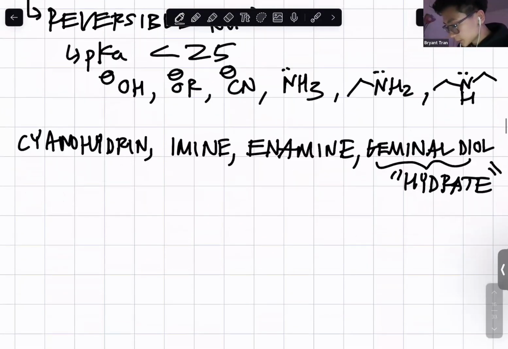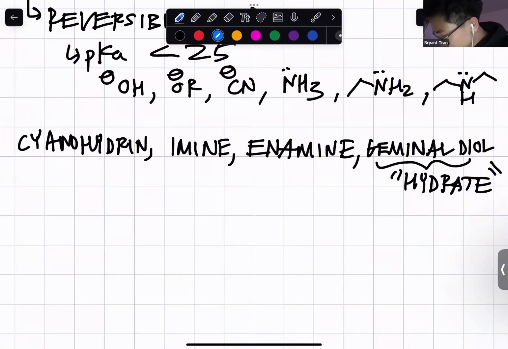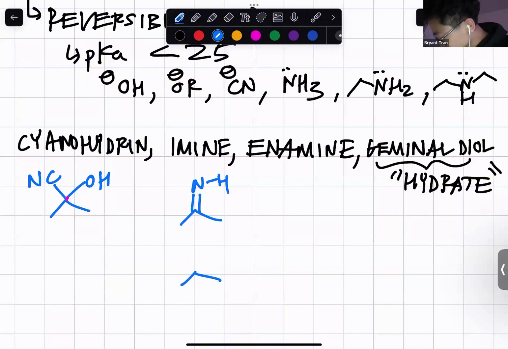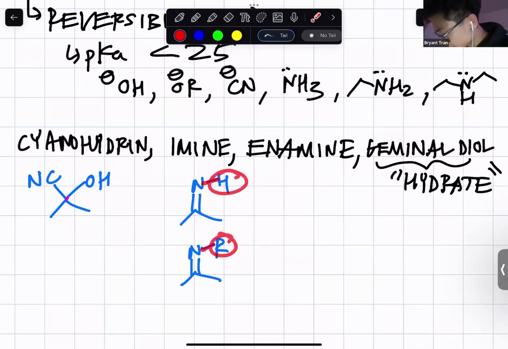Okay, so cyanohydrin is going to have an alcohol and a cyanyl group on the same carbon, like that. Imine is like a carbonyl, right? Carbon double bond oxygen, but now it's a carbon double bond nitrogen. And for that nitrogen to be neutral, it has to have 3 bonds. So it's either going to be attached to a hydrogen or some R group to be neutral.